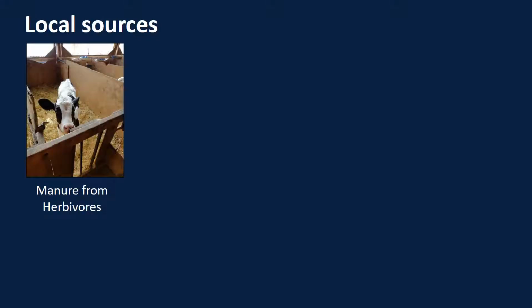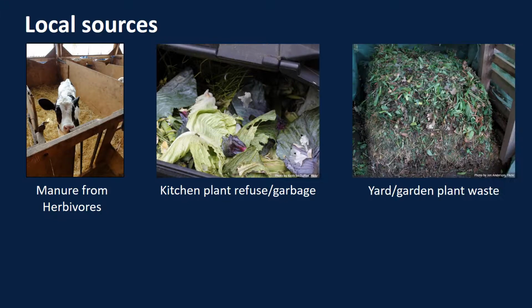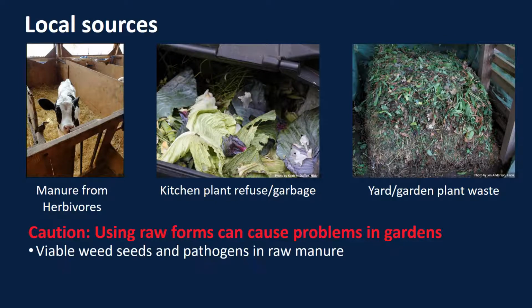There's manure from herbivores such as cows and chickens. We can use the garbage from our kitchens. We can use the yard waste, plant material, leaf clippings, things like that. However, with these raw materials, there are a few cautions that we should keep in mind with our gardens, since we're wanting to harvest and eat these things.